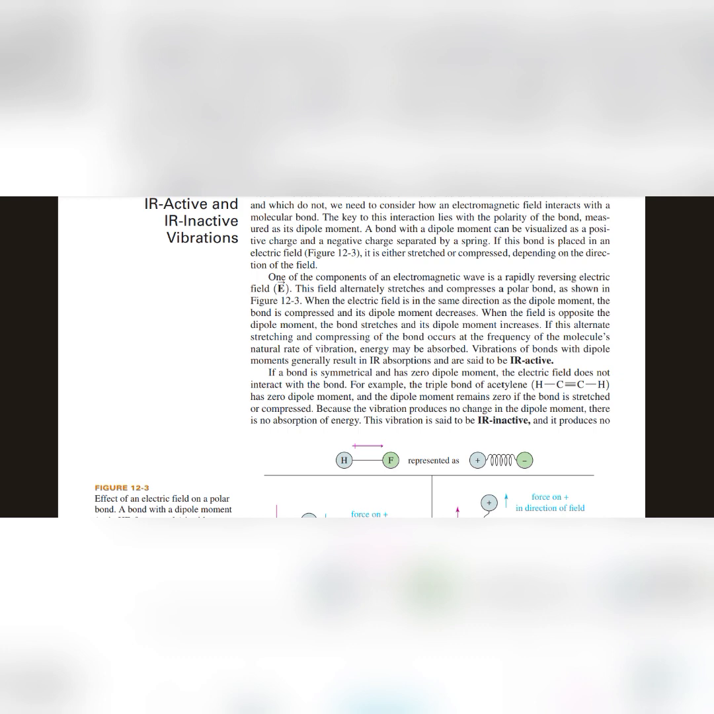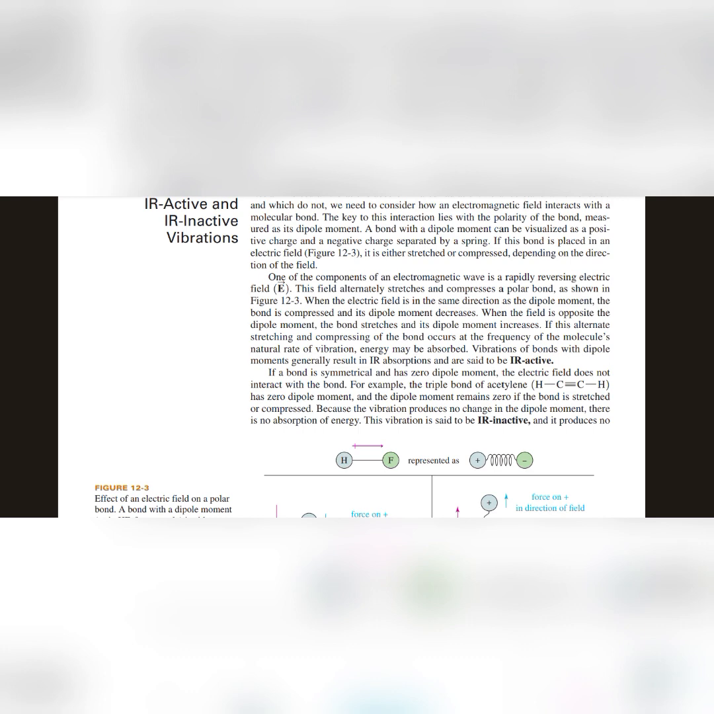If the alternate stretching and compressing of the bond occur at the frequency of the molecule's natural rate of vibration, energy may be absorbed. Vibration of a bond with a dipole moment generally results in IR absorption and is said to be IR active. If a bond is symmetrical and has zero dipole moment, the electric field does not interact with the bond.